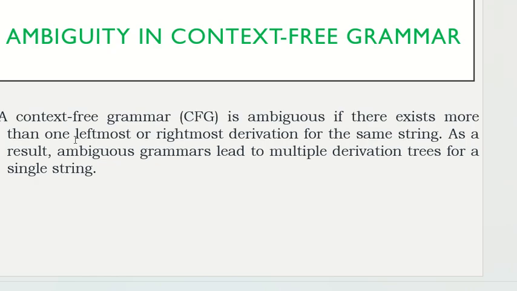A context-free grammar is ambiguous if one sentence or string can be understood in more than one way using that grammar. We can explain one real life example, just like in English: I saw the man with the telescope. Did I use the telescope to see the man, or did the man have the telescope? Same sentence, two meanings.